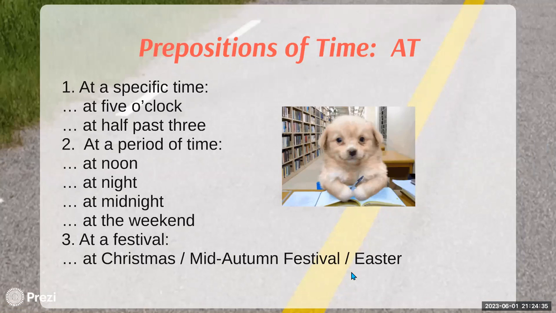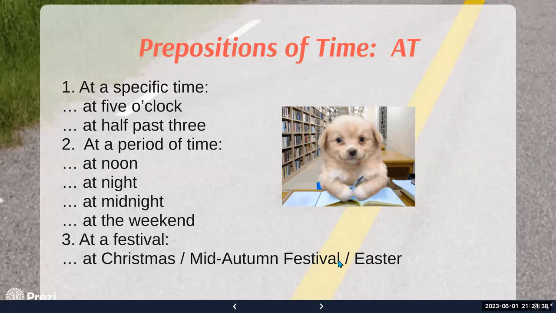Okay. Prepositions of time: at. Okay, another volunteer wants to read number one, somebody else number two, and somebody else number three. Tres diferentes participaciones. Por favor, me avisa. Solo lectura, teacher. Yes, please. Number one, at a specific time, at 5 o'clock, at 3:30. Okay, mantengamos en mente eso. Me funciona para un tiempo específico.